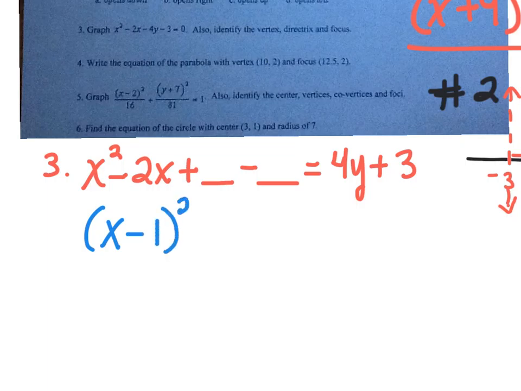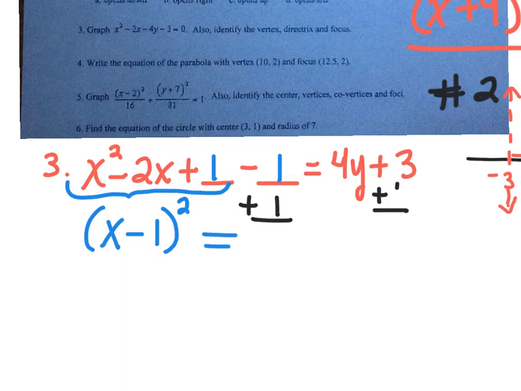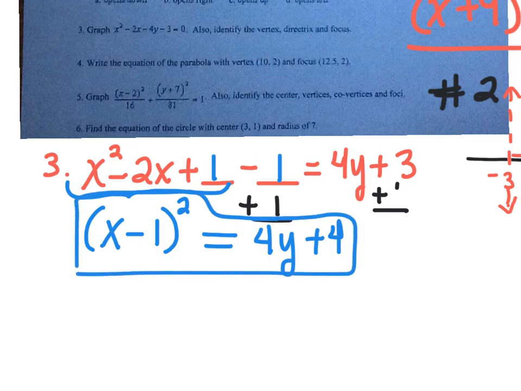1, because the -1, when you square it, that's 1. So the first factor, which is this part right here, that trinomial factors out as x minus 1. Now the -1 is to be moved to the right side. So you move it to the right with a plus 1, and your equation would be (x minus 1) squared equals 4y plus 4. And that's the equation. And then it says you need to graph that and identify the vertex, directrix, and focus.